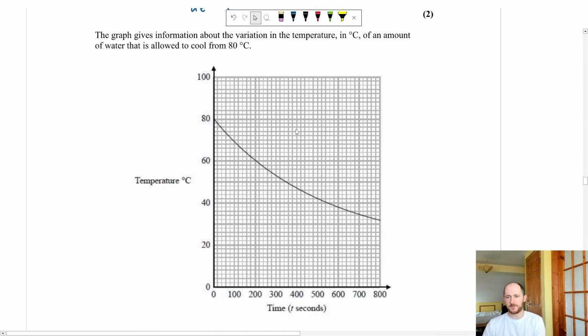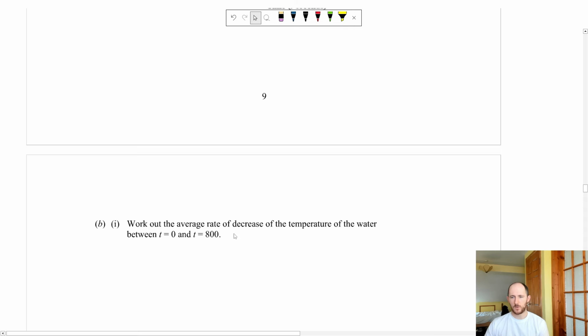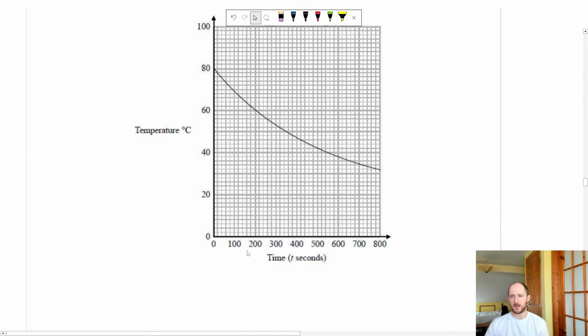Looks like we have a graph. Yeah, it's a kind of gradual decay like this, which makes sense because it's a squared graph. Work out the average rate of decrease between 0 and 800.